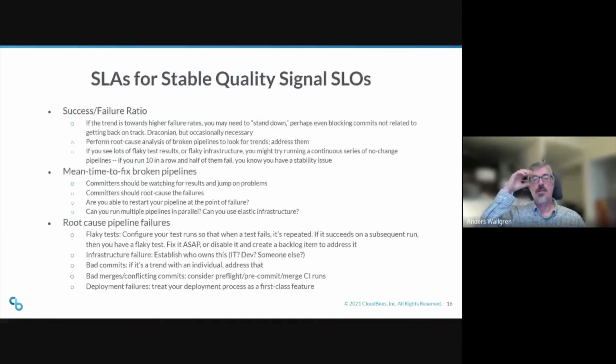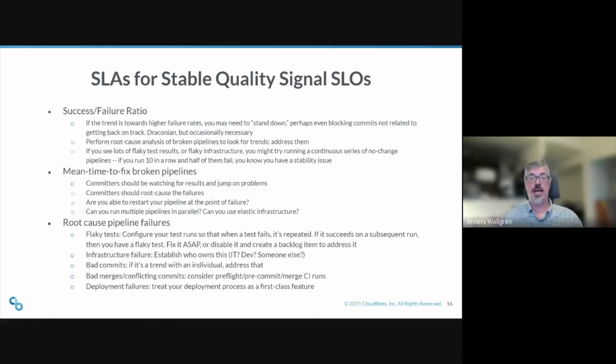So what are the kinds of agreements or actions that we put in place here around our stable quality signal objective? On the success to failure ratio, here really what you're looking at is the trend, right? At the extreme, if the trend is up and to the right and it's not looking good in terms of the failure ratio, the percentage of your pipelines that are failing, I mean, you may need to stand down, right?